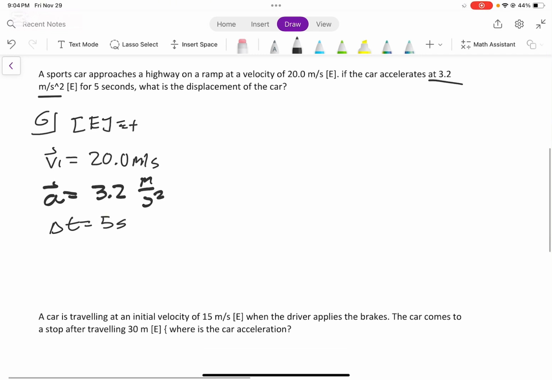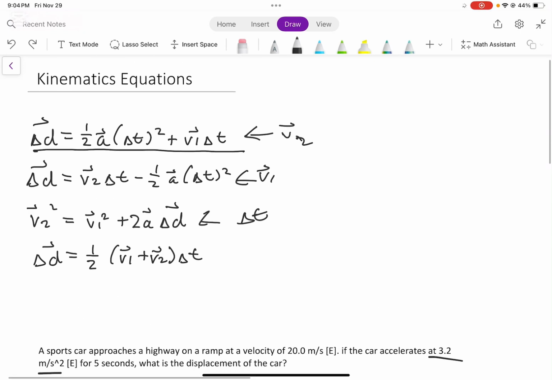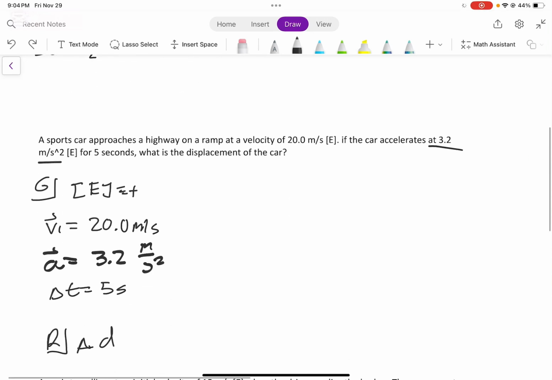So it asks, what is the car's displacement? So what we're required to find here is delta d. You'll notice that we can't use the equations of motion that we had before. We can't use the ones with the velocity or distance. We don't have anything that will give us delta d using any of those from before. But now we have a new equation, which is this one right here. Delta d is equal to 1/2 a delta t squared plus v1 delta t, right? Let's see if that'll work.